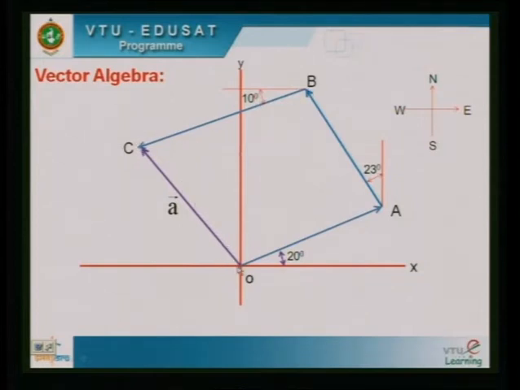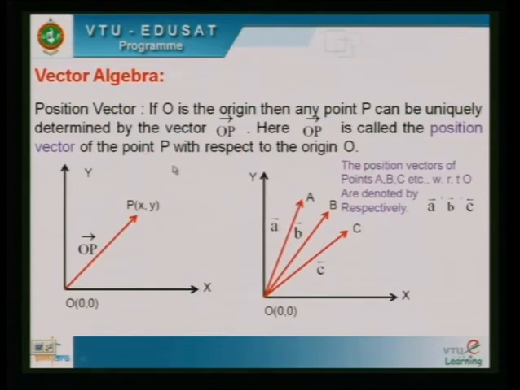Then OA represents a vector, and it is also possible to calculate the distance between O and C, et cetera. I hope now you are able to represent that problem in the form of a graph. So, now we want to discuss the position vector. You may think about what we mean by a position vector, or how we define a position vector.